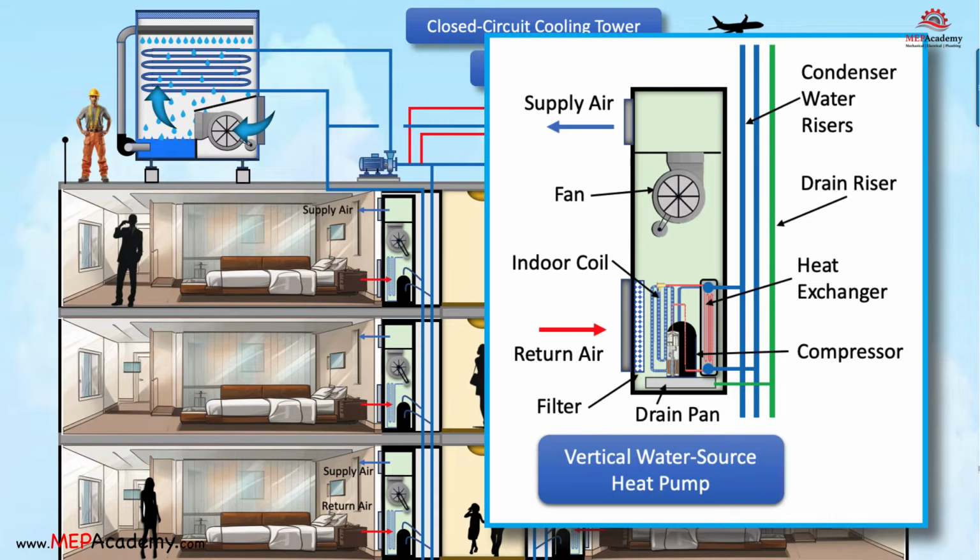Return air brings heat from the space over the indoor coil. The refrigerant cycle moves that heat to the water-cooled condenser coil, where the water circulated from the cooling tower picks up that heat. The heat is pumped to the cooling tower's closed-loop heat exchanger coil, where water is sprayed over it as air is induced or forced over the coil.